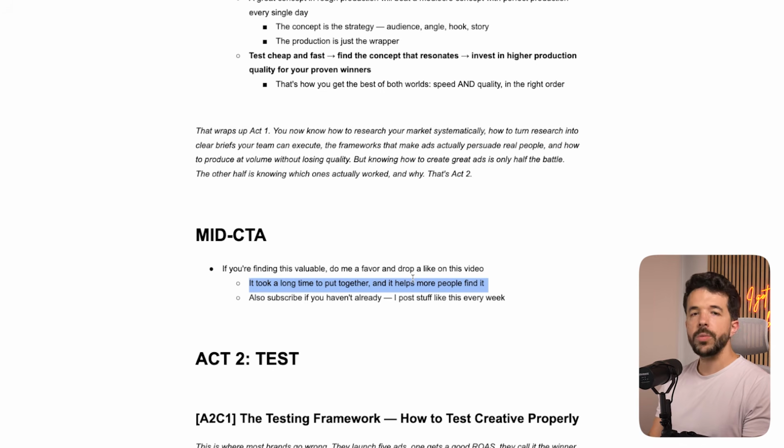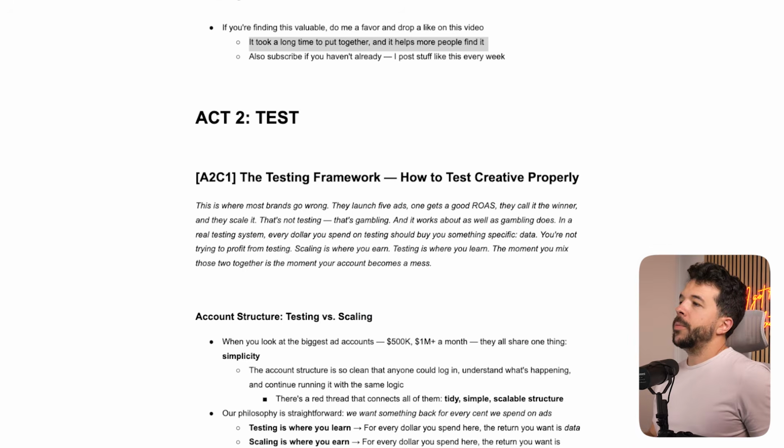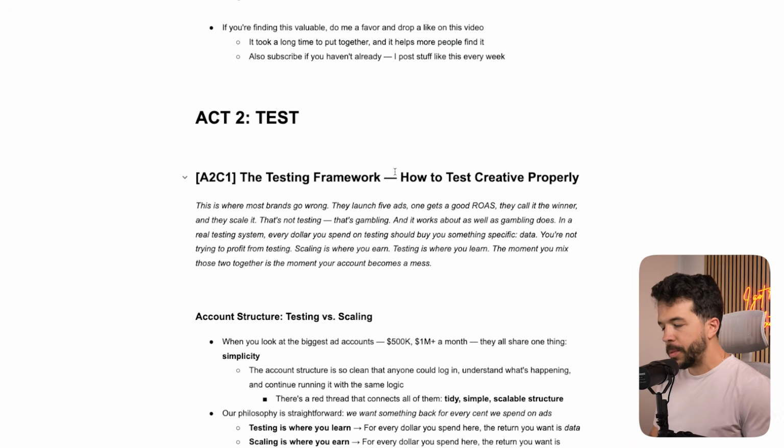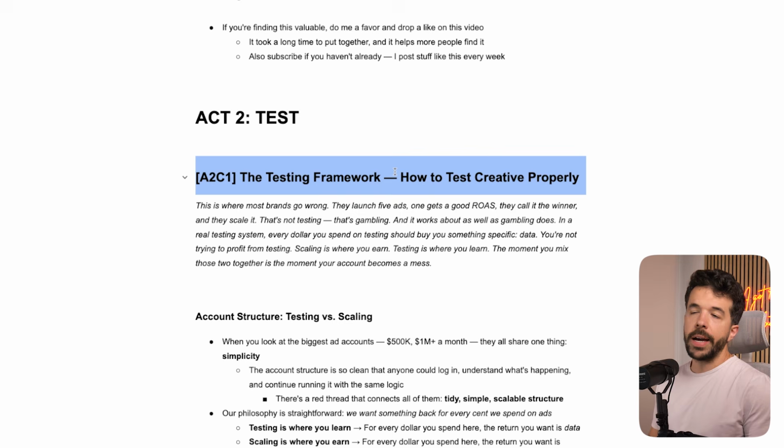So, Act 2, test. The testing framework, how to test creative properly. This is kind of a big one. Got a lot of questions on how to do creative testing framework, what it is that we do in terms of testing new ads. This is it.